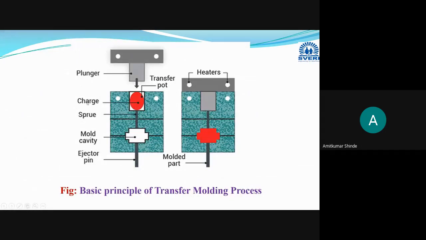Initially the charge is taken in the transfer pot, then heating is done. After heating, this charge or preform will become soft. Then pressure is applied with the help of the plunger. Then the material will flow through this sprue into the mold cavity, and it will acquire the shape of that mold cavity. With the help of the ejector pin, this molded part will be removed. This red color part will be your final product.